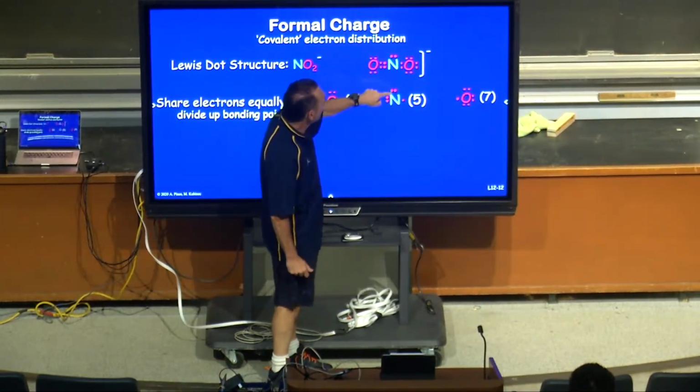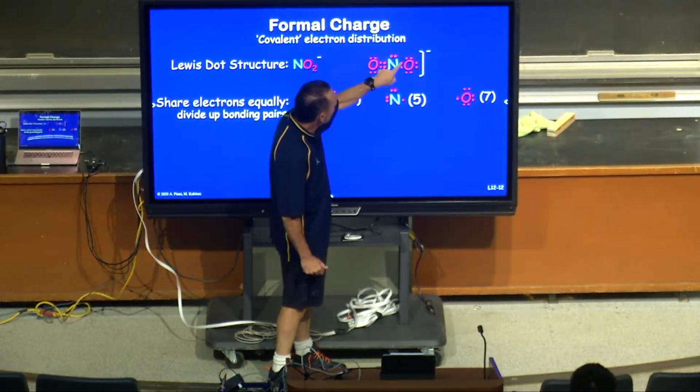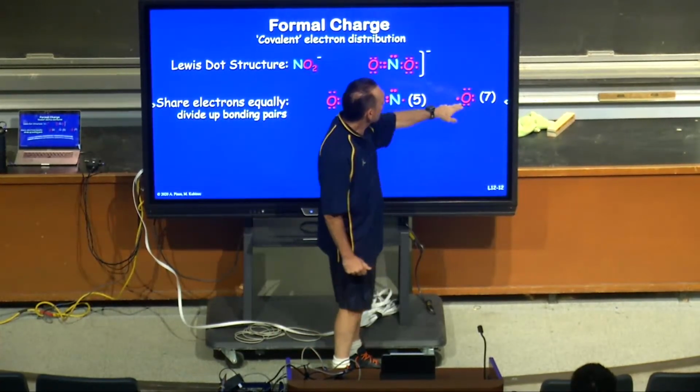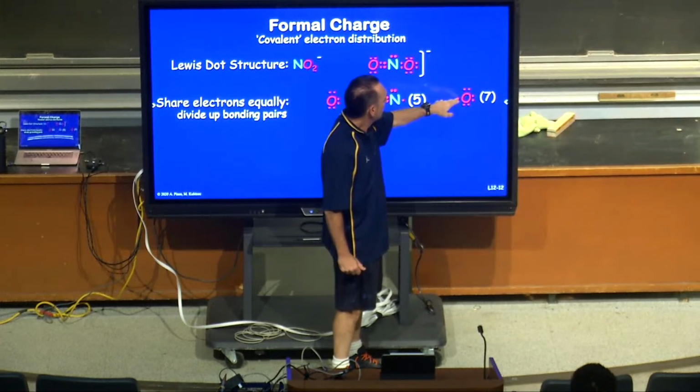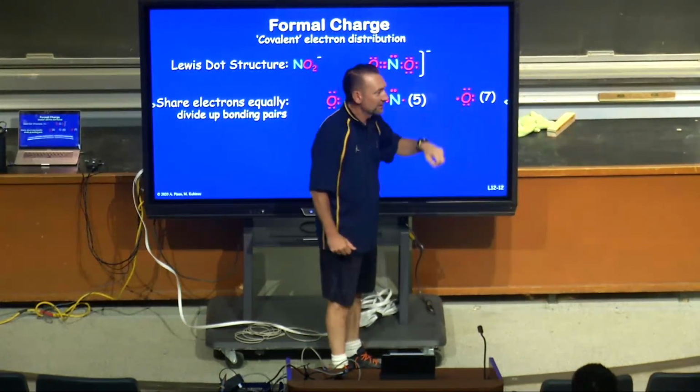This nitrogen has this lone pair. It gets to have those to itself. It equally shares those 4, so it gets 2 of those 4. And it equally shares those 2, so it gets 1 of those 2. And then the oxygen on the other side gets to share 1 of those, and the lone pairs it gets to itself.